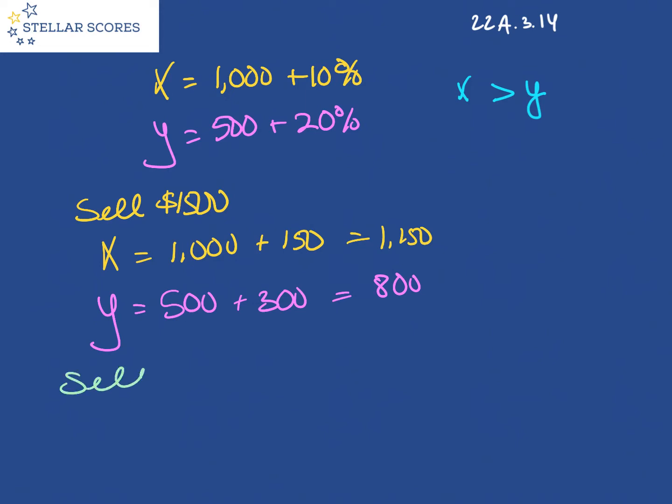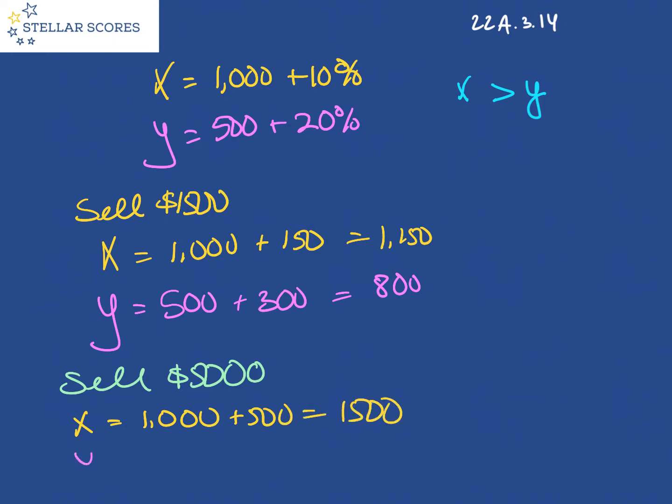Let's see what happens if they sell $5,000 worth of whatever they're selling. So salesperson on the X plan will earn 1,000 plus 10%. So 10% of 5,000 is 500. So that gives them 1,500. Person on Plan Y will earn 500 plus 20%. Let's double that 500 to 1,000 for the 20%. And we can see, oh, they also earn 1,500.